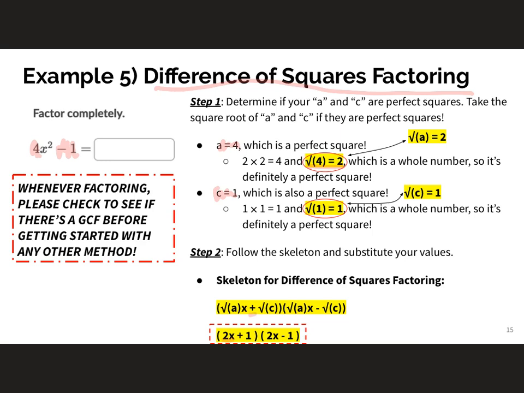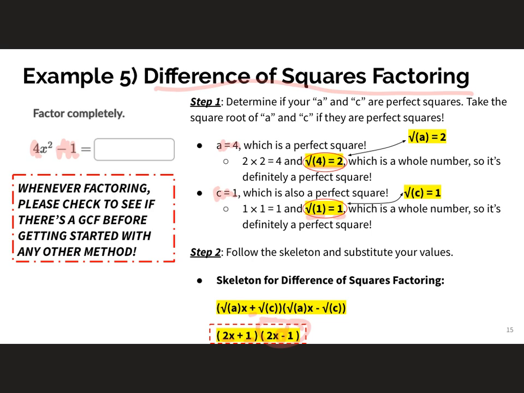And I want to do plus square root of C. And when I do square root of 1, square root of C, that's just 1. So I'm just going to place a 1 there. It looks exactly the same in the next group. The only difference is you change that plus sign to a minus sign, right? So you should end up with 2x plus 1 times 2x minus 1. It should look exactly the same. The only difference is just going to be that positive gets changed to a negative, okay?